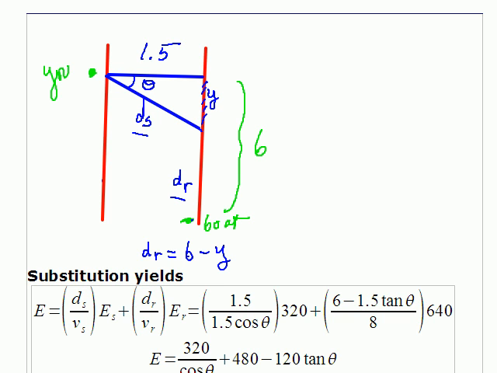Now I've got one angle, and I'll write those trig functions again. What's the cosine of theta? Look, ds is the hypotenuse, right? It's going to be 1.5 over ds, because that's the hypotenuse. So ds equals 1.5 divided by the cosine of theta.